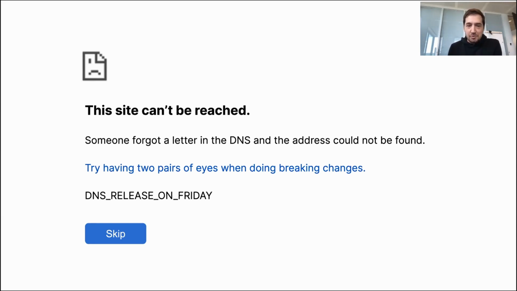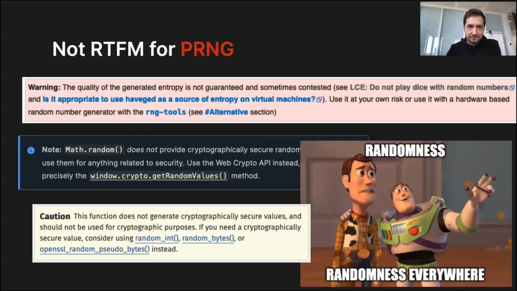So there are two morals to this story: don't release on Friday, unless you're feeling confident. And if you are, make sure you have two pairs of eyes looking at the problem, because sometimes the solution is very, very simple, but you will miss it because you're freaking out. So that's the story for this one.